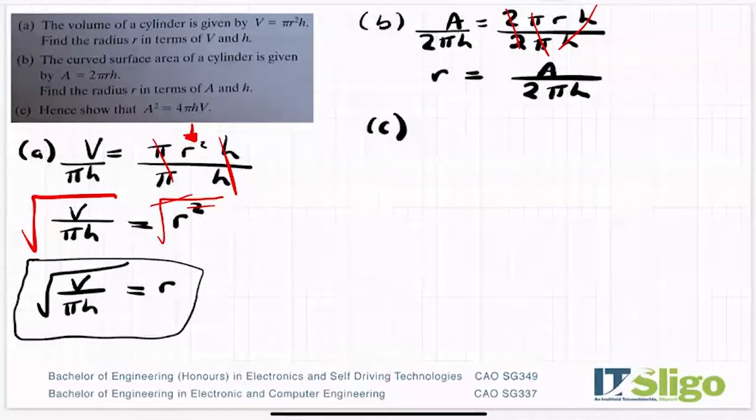Hence, show that A squared is equal to 4 pi hV.